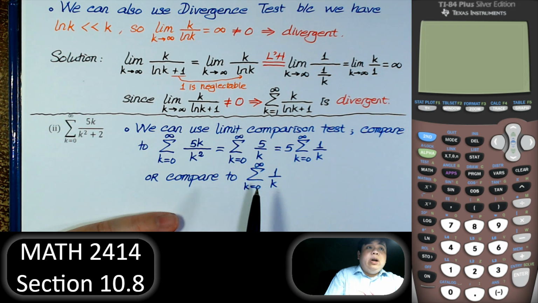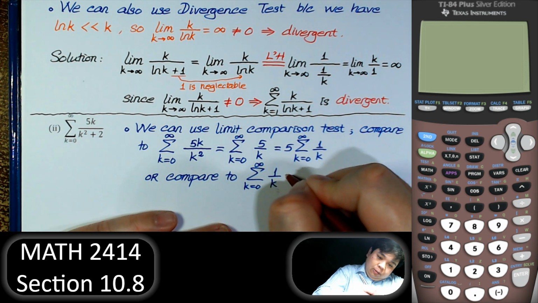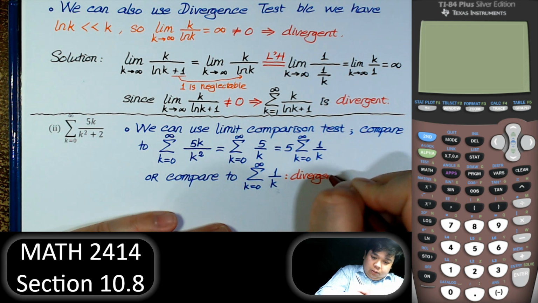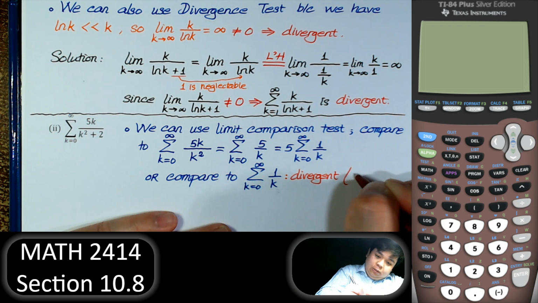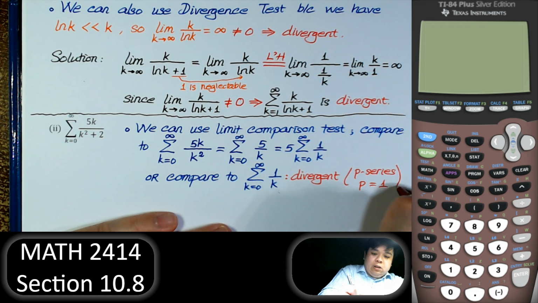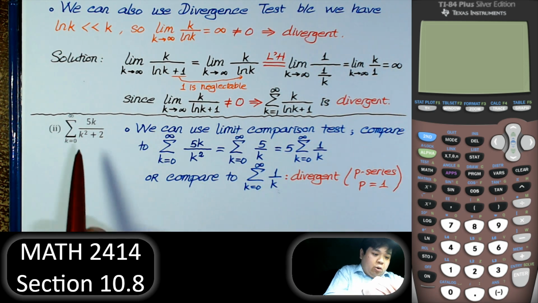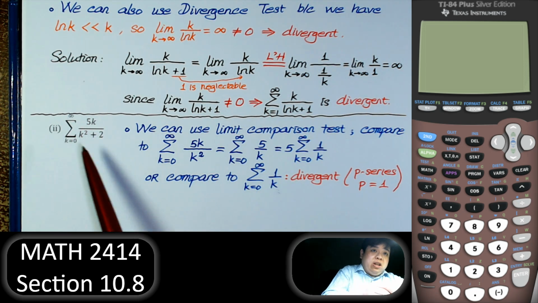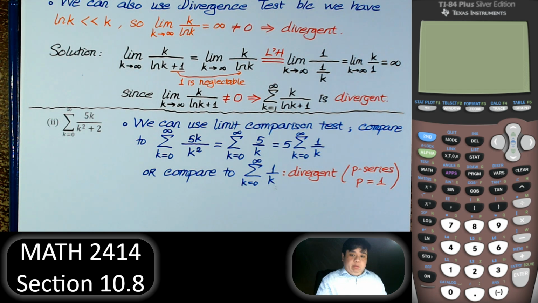Which this one we know this is a harmonic series or P series with P equal to 1. So this is divergence. P series, P equal to 1. So that is divergence. So when we compare these two, we compare with the divergence. So this one is divergent. But we actually have to show the work.